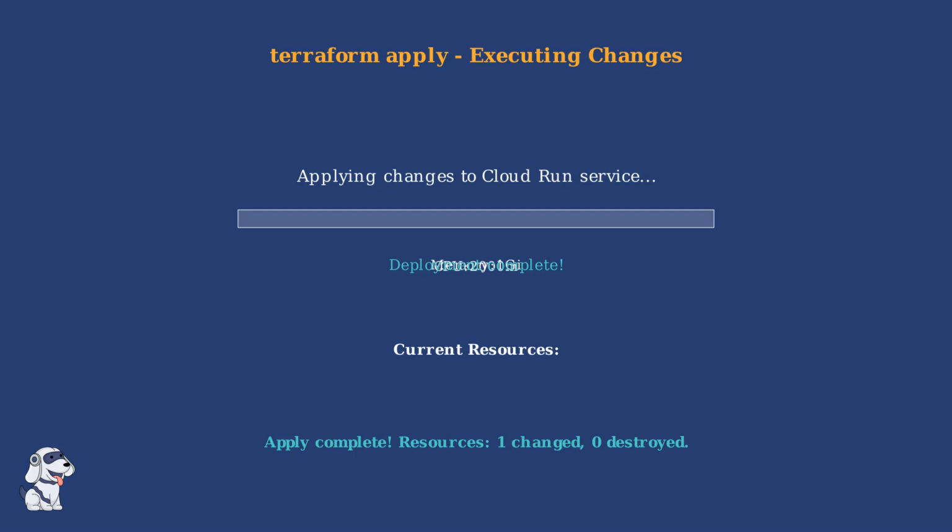Terraform has updated our Cloud Run service with the new container image version 2.0, increased CPU to 2000 millicores, and expanded memory to 1 gigabyte. This demonstrates the controlled and predictable nature of infrastructure updates with Terraform.